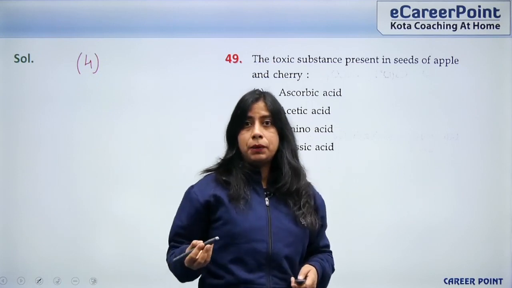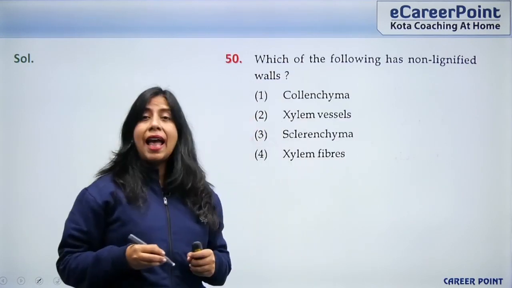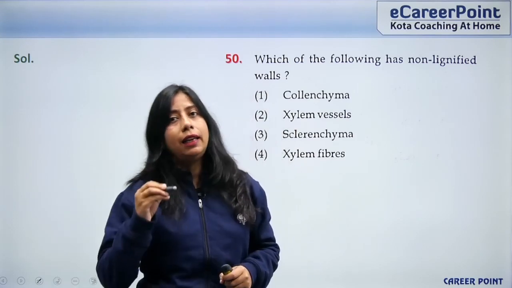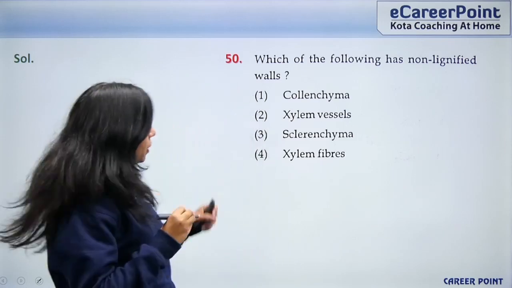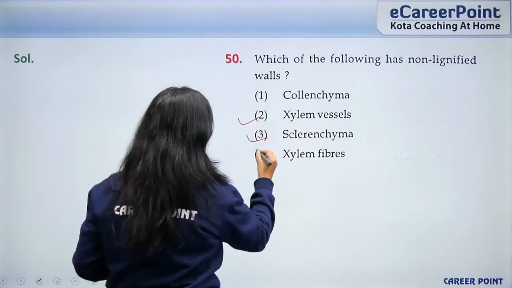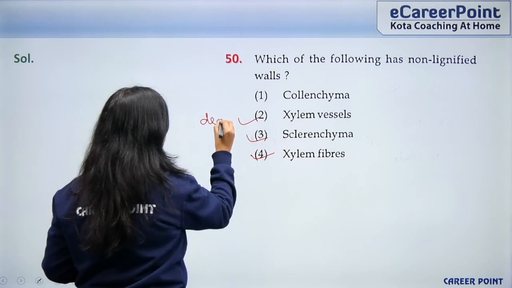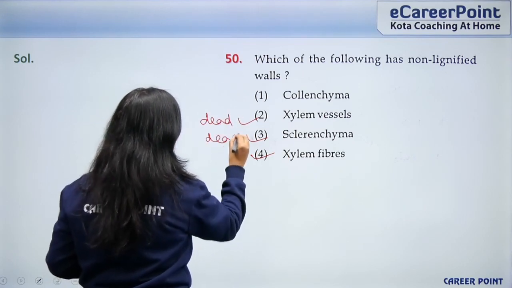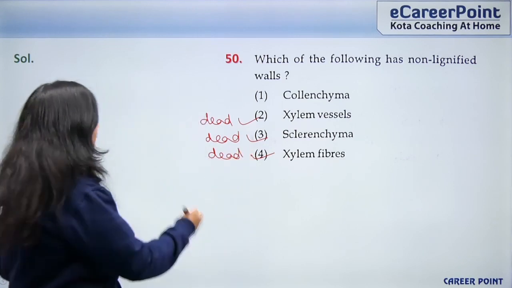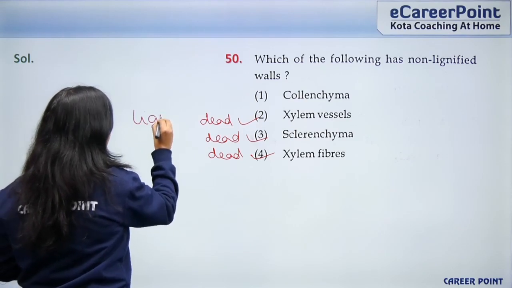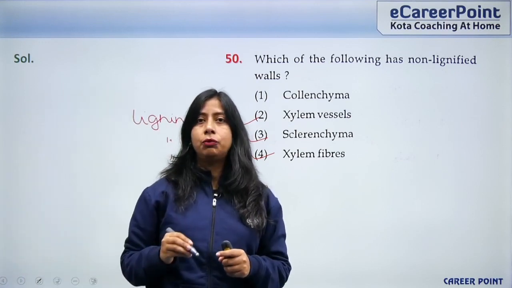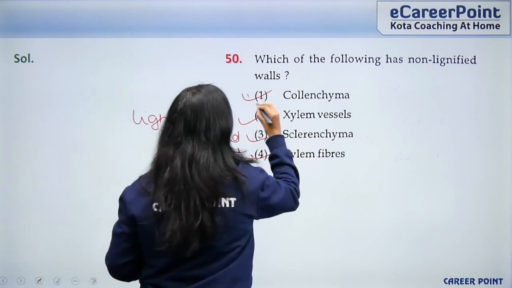Moving on to the next, which of the following has a non-lignified wall? That means in their cell wall the lignin is absent. Now if we see the options here, xylem vessels, dead. Sclerenchyma, dead. See, they all are dead. In this case, if their cell walls are dead, they are thickened and in them the lignin is present. So they all have lignified walls. So here the answer would be Collenchyma.